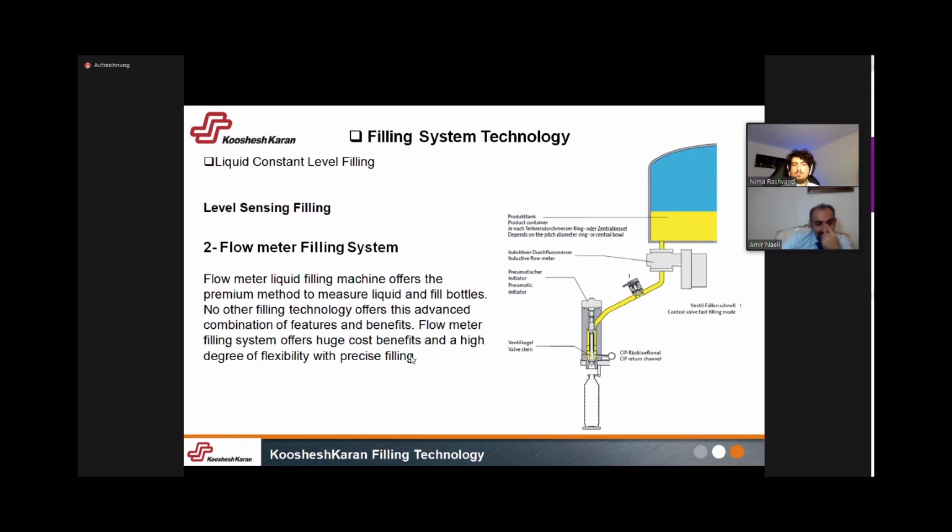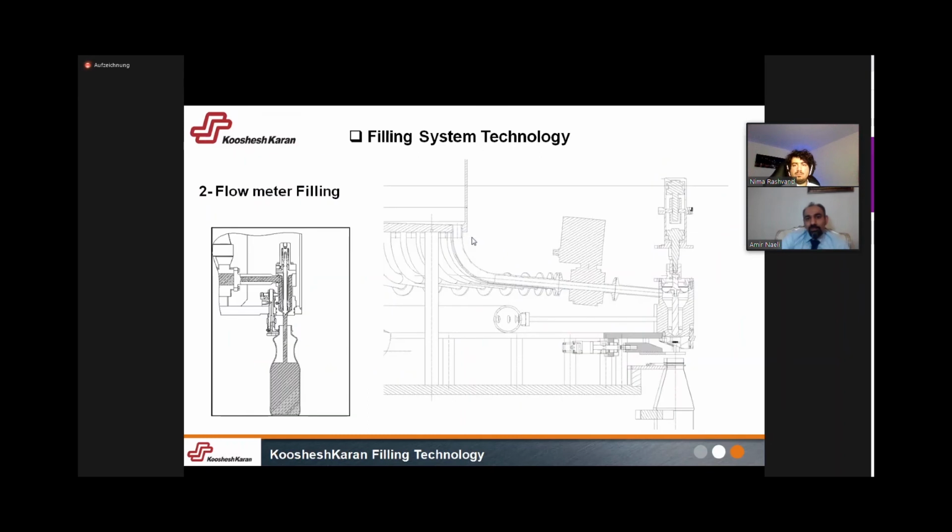As you see, this is the flowmetric valve. You have a flow meter that measures the rate of the volume, and we have a nozzle, for example, with a pneumatic lever to start and stop the filling. In fact, the flowmeter filling is kind of volumetric, but it works based on the rate, input rate, and timing.